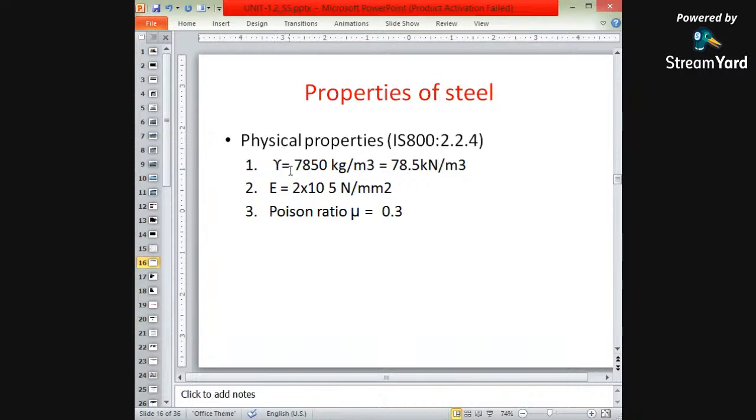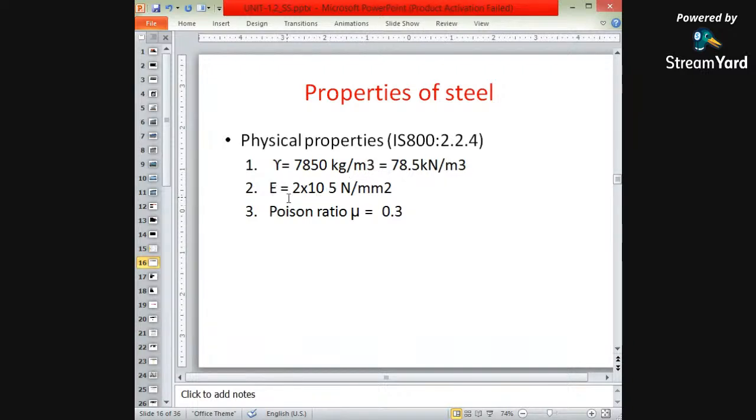What is the density of steel? Gamma is nothing but the density of steel. Normally, the density of steel is taken as 7850 kg per meter cube. In kilonewton, it is taken as 78.5 kilonewton per meter cube. So here it is nothing but the density of steel.